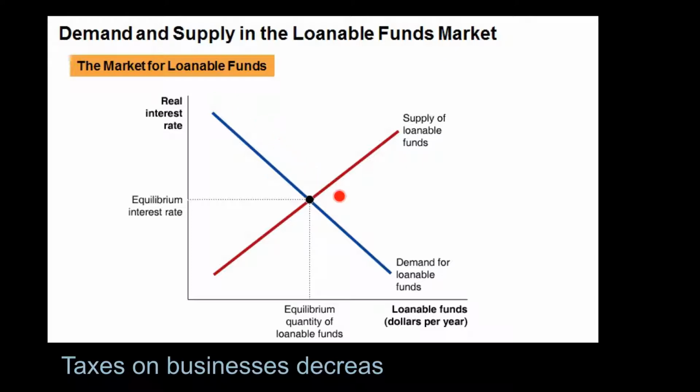And so the way we can show that is we are going to have an increase in the demand for loanable funds. So you would expect that, given that I, the business, am now going to have more to show for an investment because you're taking less away in taxes, what you'd expect would be this increase in the demand for loanable funds.